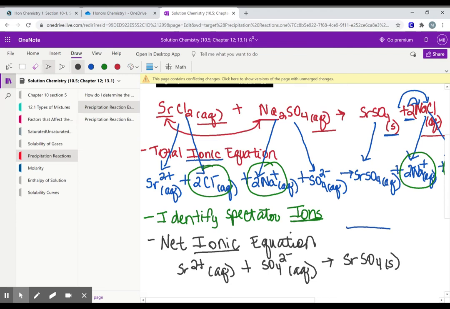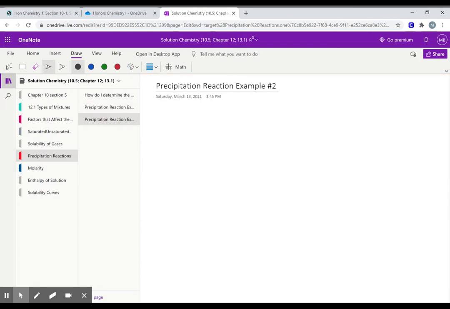Okay, so this is the one I walked you through. The next part, though, we're going to do together. So let's start by looking at our reaction. So again, I'm going to show a video, and then at the end of the video, I want you to predict, using your solubility rules, what your precipitate was.